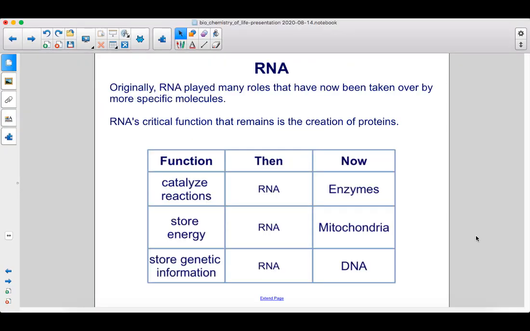Originally, RNA played many roles that have now been taken over by more specific molecules. RNA's critical function that remains is the creation of proteins. Enzymes now catalyze reactions instead of RNA. Mitochondria store energy, and DNA stores genetic information.